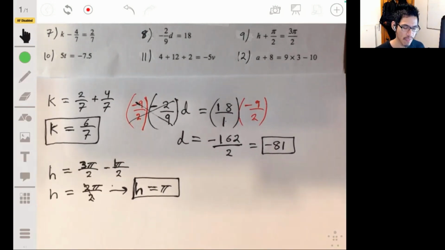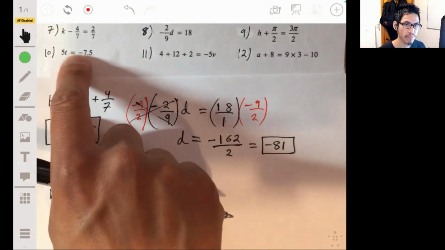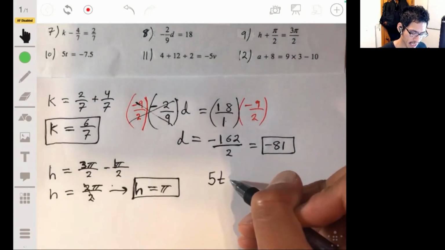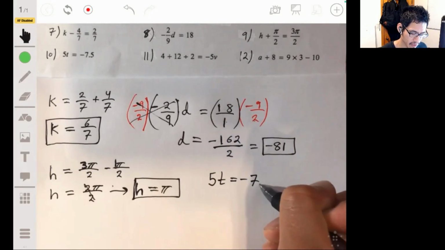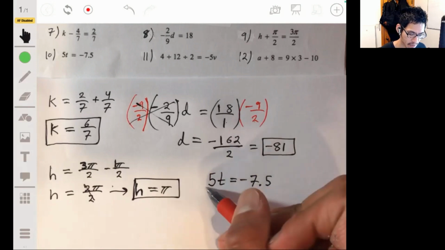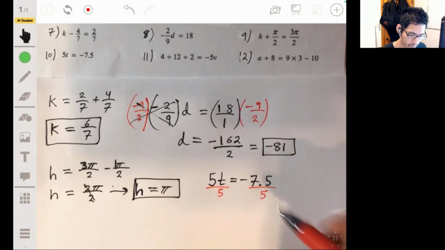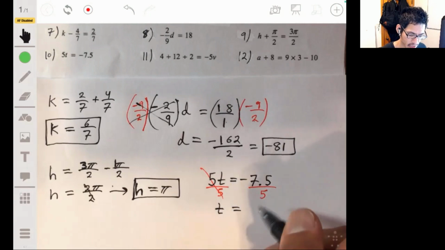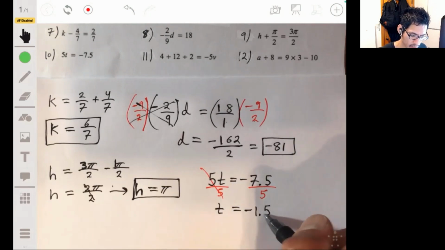And moving on. Number 10. This shouldn't be an issue as long as you don't let that decimal scare you, because all you got to do is divide both sides by the 5. What do you know? The t is -1.5.